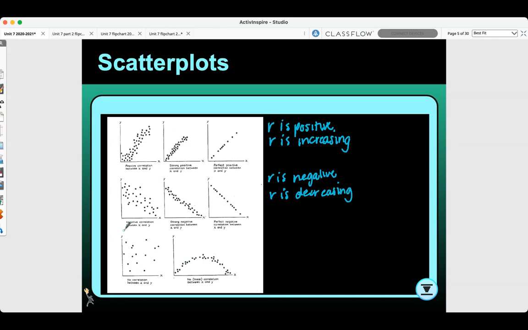In these two pictures here, it doesn't look like there's any relationship at all. So could R be 0 for this one when there's no correlation? And here, there's no linear correlation or association whatsoever. But maybe this could be quadratic. We don't know. Because it sort of looks like it could be a parabola.